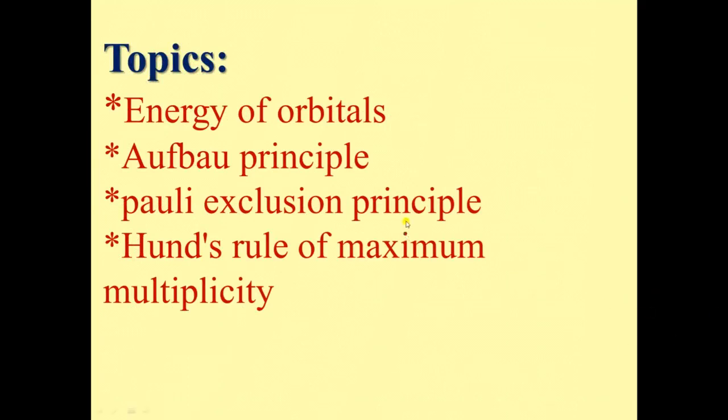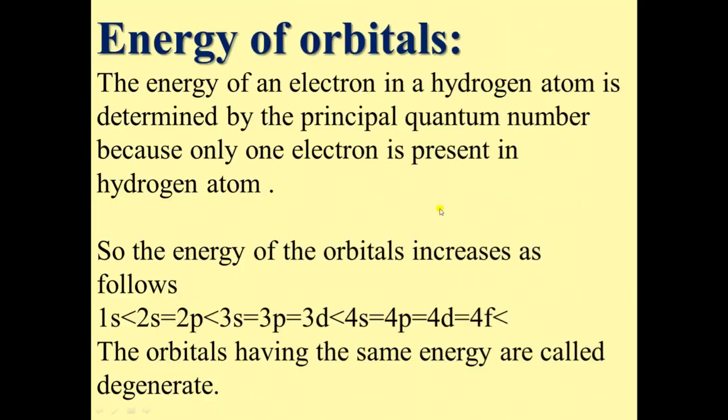We have already done Pauli exclusion principle in the previous lecture. In this lecture we will revise it. So we will begin with energy of orbitals. The energy of an electron in a hydrogen atom is determined by the principal quantum number because only one electron is present in hydrogen atom. So there is only force of attraction between nucleus and electron.